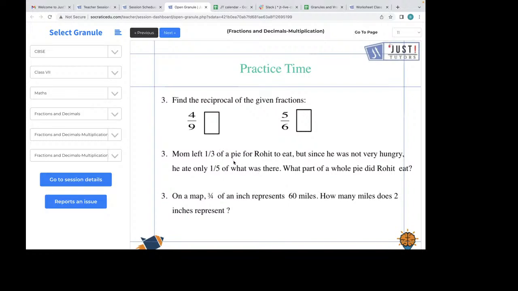Now the fourth question we have is: Mom left 1/3 of a pie for Rohit to eat, but since he was not very hungry, he only ate 1/5 of what was there. What part of a whole pie did Rohit eat?